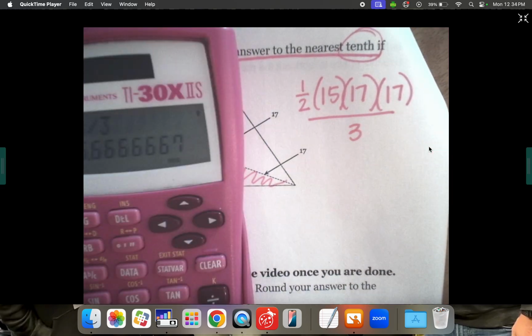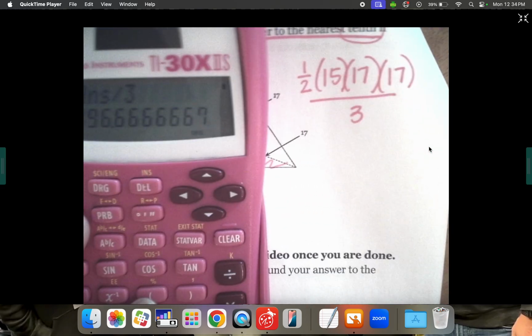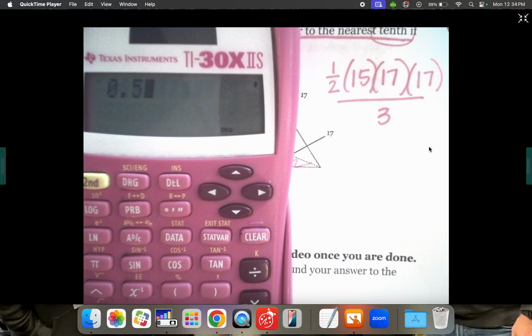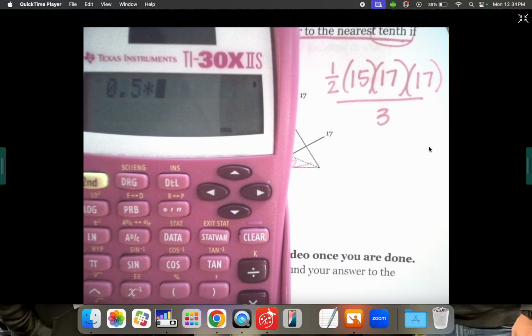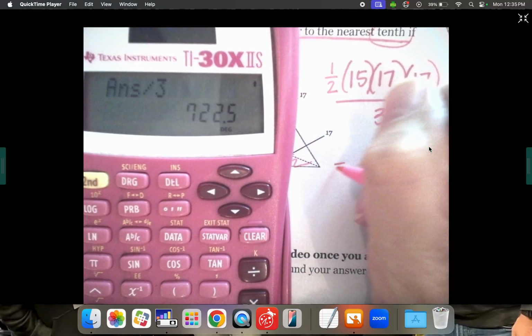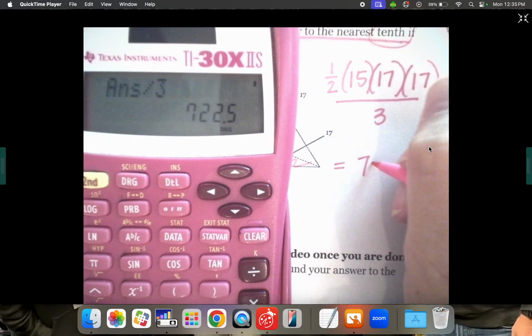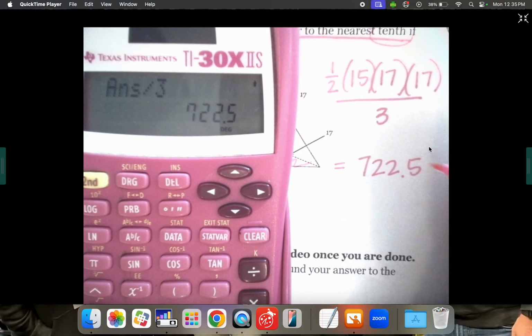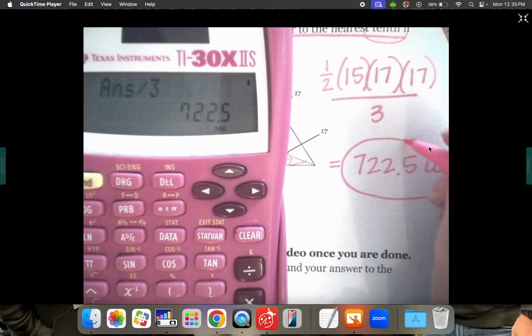All right, so here we go. 0.5, which I'm using for my 1/2, times 15, times 17, times 17 again. I'm going to do equals, and then divided by 3 equals. And that one already was rounded to the nearest tenth. So that one is nice that it did it for me. So 722.5 cubic units. Okay, I would like for you to try the next two on your own.